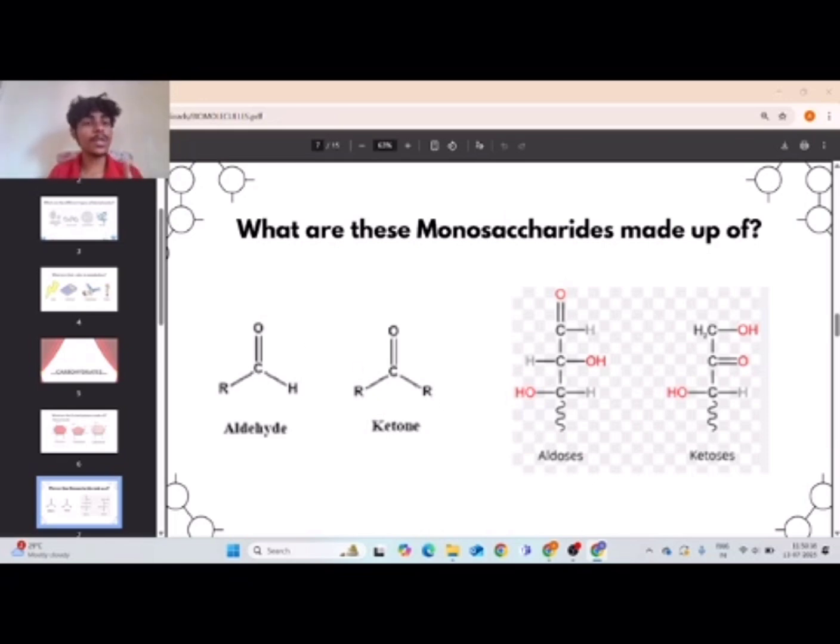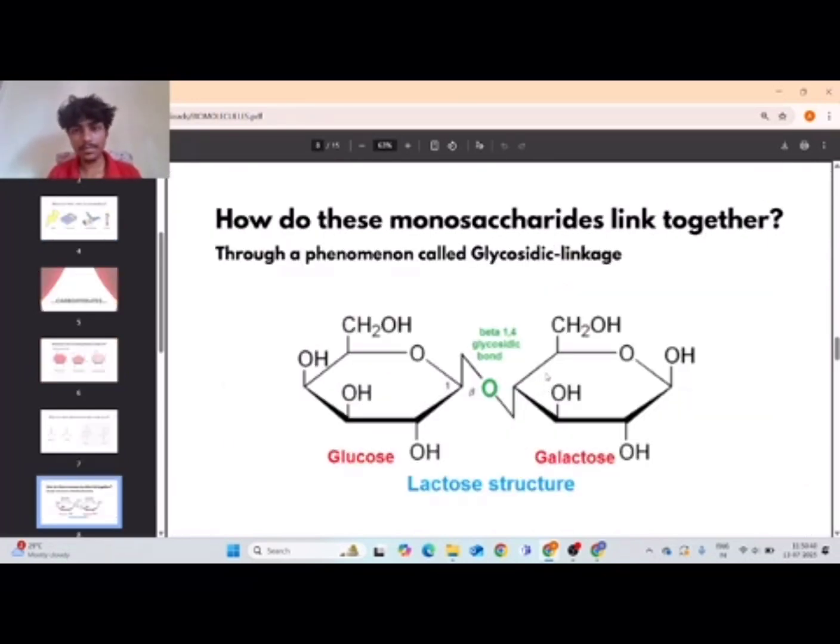This is a very important part of the carbohydrates, as depending on whether they are aldose or ketose, they are distinguished into two different types, which in turn affects the processes that they are involved in.